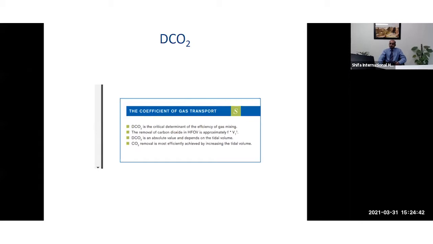And there's no absolute number, but it's the trend which is important. And there is an inverse relationship between the DCO2 and the PCO2. Higher DCO2 means low plasma PCO2, and low DCO2 means higher PCO2.